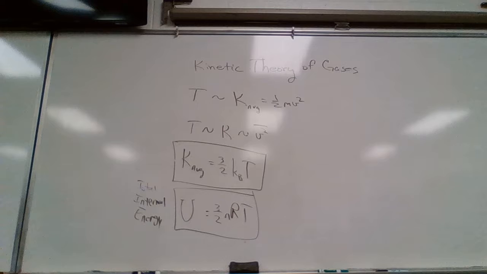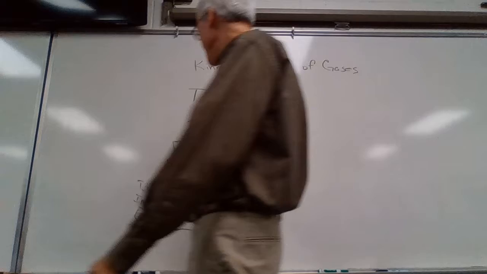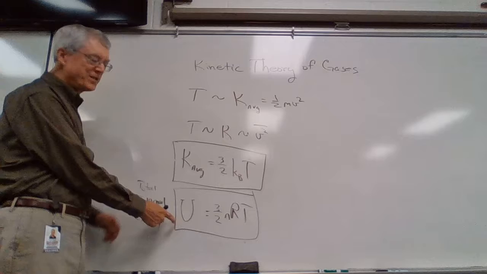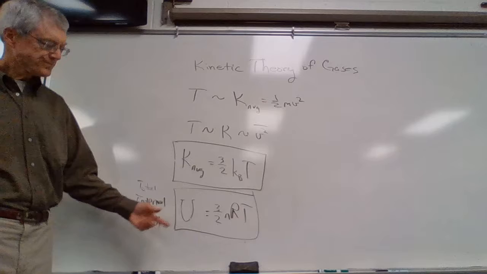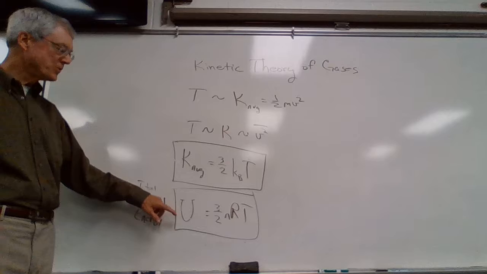And U equals 3/2 nRT. It is correct. Okay. All right. This is kinetic energy, average kinetic energy of the particles. This one is the total energy of all the particles and all kinds of energy in a gas. As long as you know what the K is and what the U is, you're okay for now.